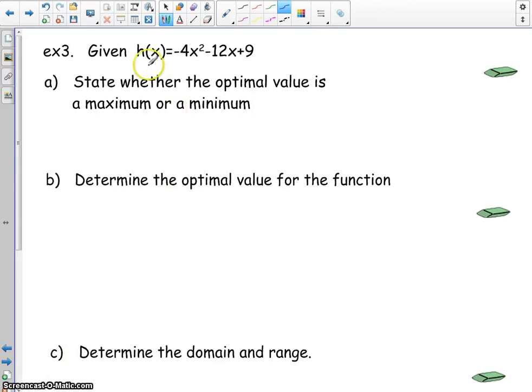Okay, we're in standard form. So the a value is negative, so we open down. If we open down, the optimal value is a maximum. Now, to find the optimal value, again, you're going to look for the vertex. We're in standard form, so we have some options. We can complete the square. We could try and factor this one. I don't believe this one factors.